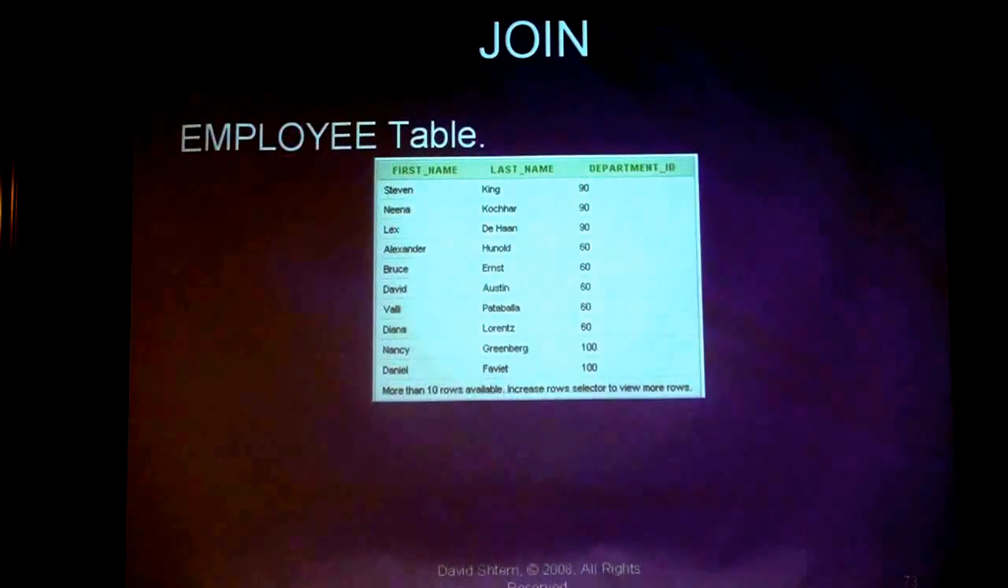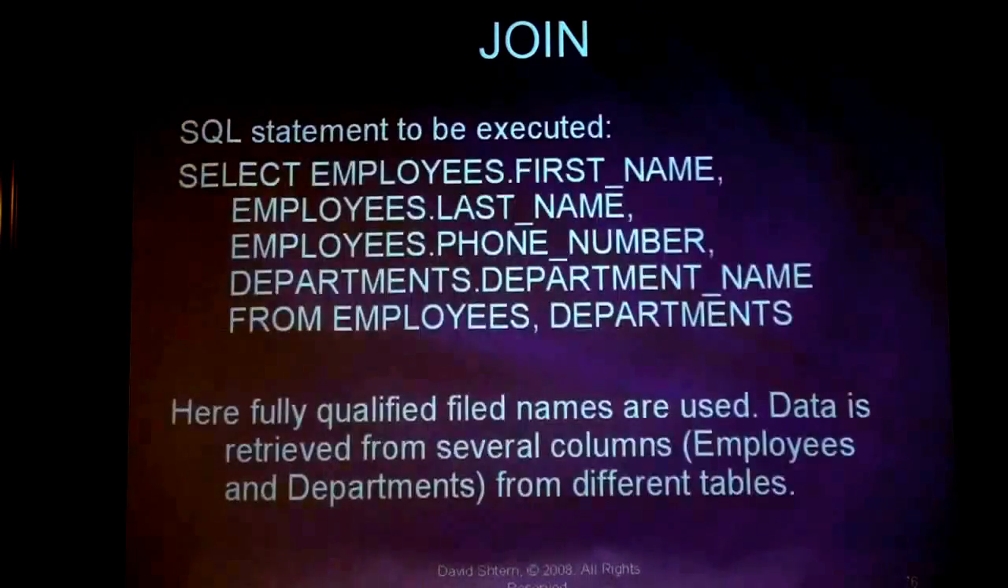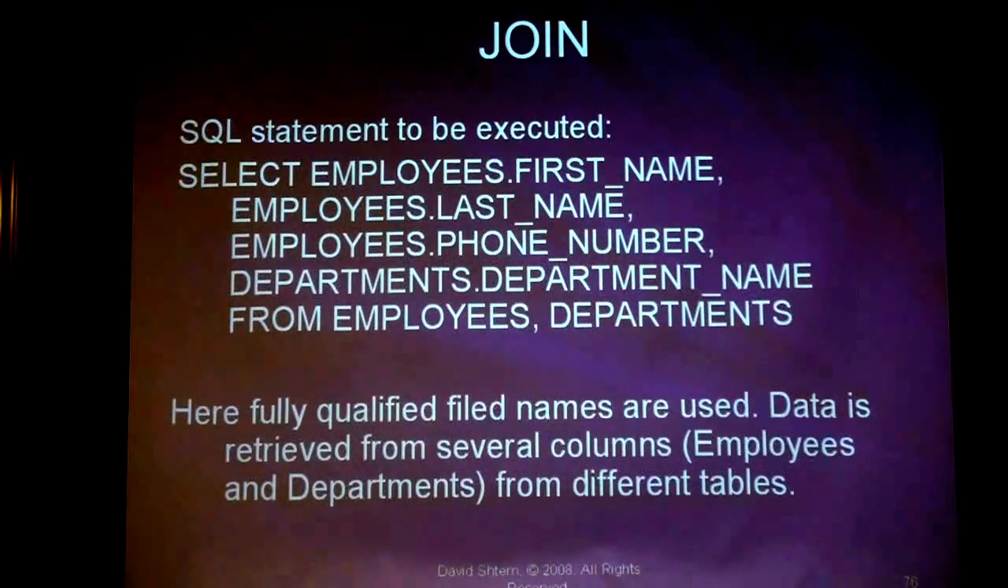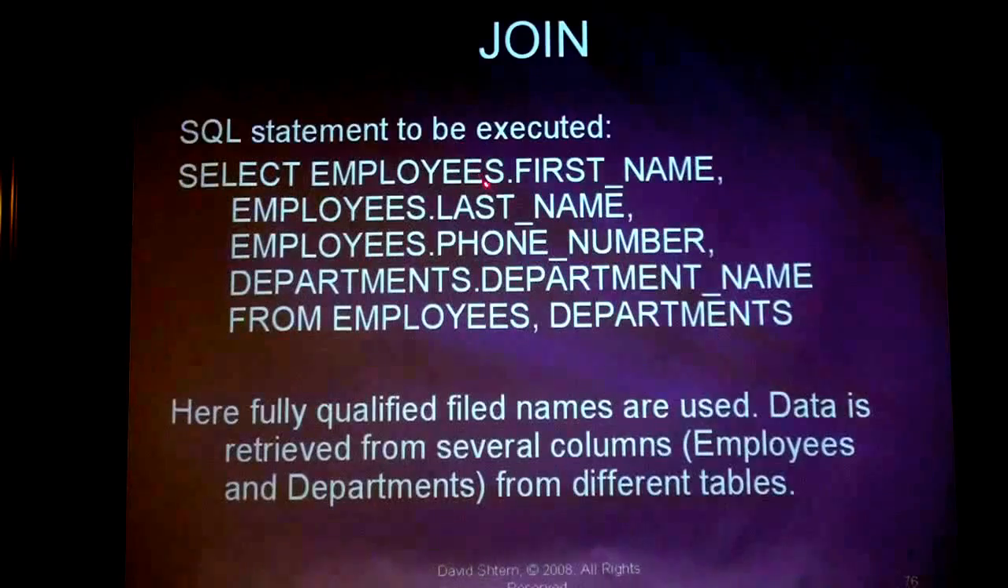In order to do that, I have to go and combine departments with the employees table. Put them in one pile, and then query that joined table. Okay, that's the idea. So here's the statement which I'd like to do. I'm saying select employees dot first name, because that should be unique, right? Unique identifier. Employees dot last name, employees dot phone number, and departments dot department name.